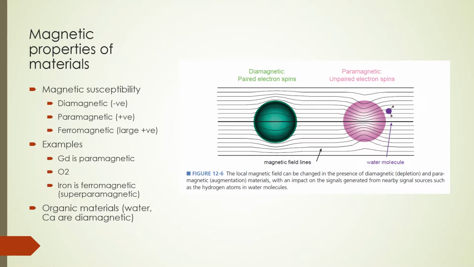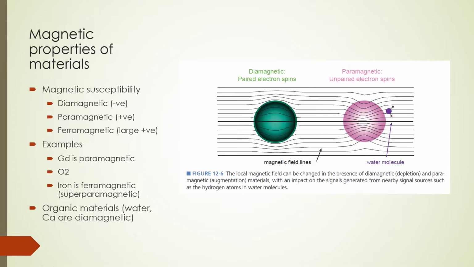Because organic materials contain water and calcium, organic materials are mostly diamagnetic. This image shows a low flux density in a diamagnetic material. Diamagnetic materials are weakly repelled by a magnetic field. Paramagnetism is the enhancing of a magnetic field by a material and is exhibited by elements like gadolinium and oxygen. Paramagnetic materials are weakly attracted by a magnetic field. This image shows denser flux lines in a paramagnetic material.